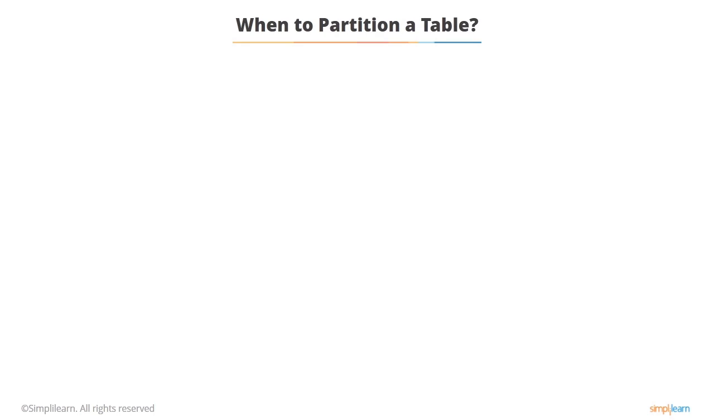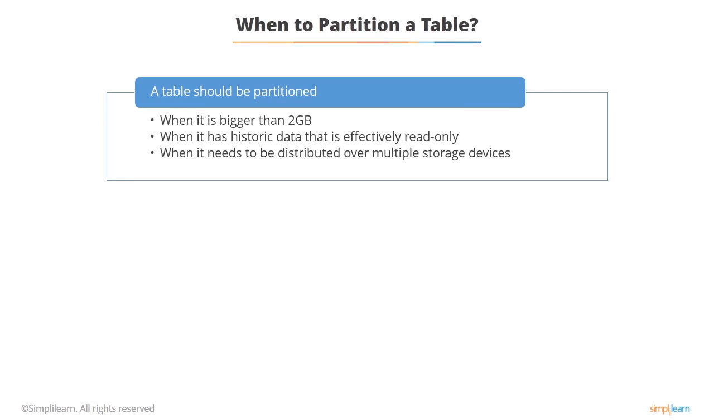So when do you do this? Guidelines. When it's bigger than 2 gigabytes. It's one of the rules. If it contains historic data which is read-only, or effectively read-only, you don't access it very often, that's a good candidate. Put that old data into one or more separate partitions, so that you don't access them unless you absolutely need that data. And then there's also, if you want to spread the table over multiple storage devices for various reasons, like size reasons.